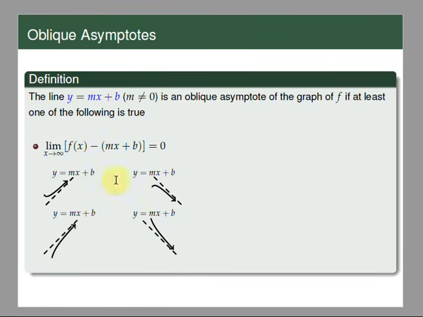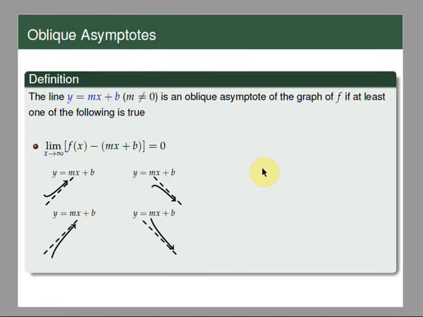So the four illustrations show four possibilities in how the limit as x approaches infinity of f of x minus the quantity mx plus b is equal to 0, that is, the line and the graph get nearer and nearer to each other.